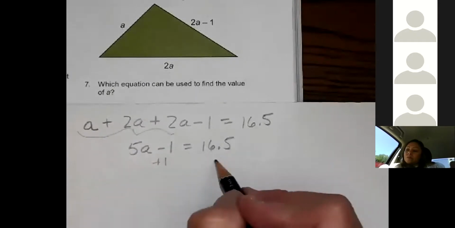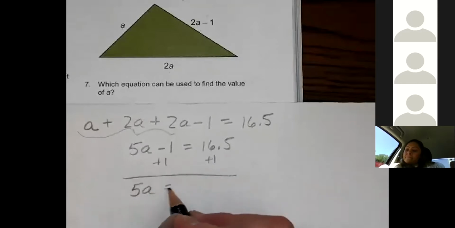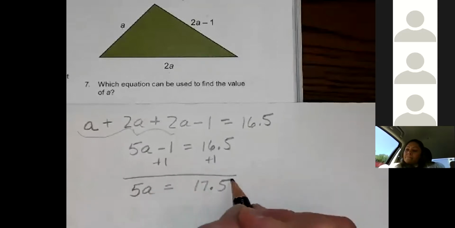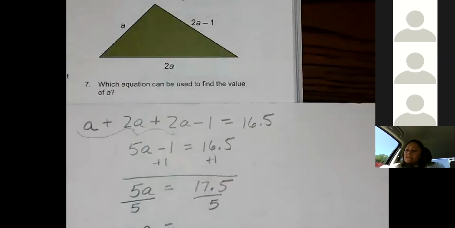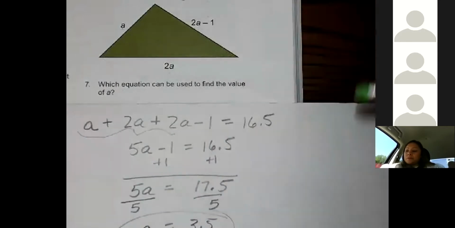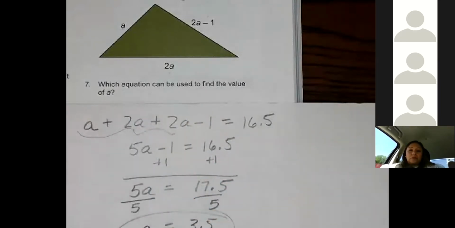Add 1 to both sides. Could divide both sides by 5. We get that A is some horrible decimal number. 3.5. Oh, that's not that bad. Yay, A is 3.5. But that's not what the question is. Which equation can be used?